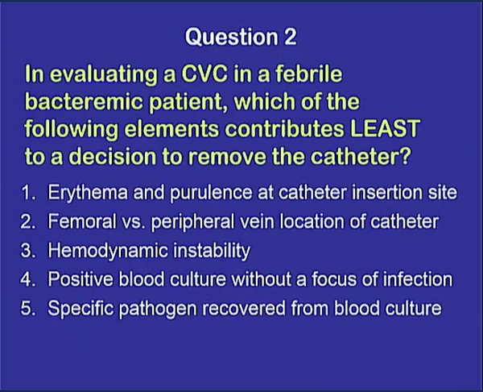All right. Question 2. In evaluating a CVC in a febrile bacteremic patient, which of the following elements contributes the least to a decision to remove the catheter? Erythema and purulence at catheter insertion site, femoral versus peripheral location of catheter, hemodynamic instability, positive culture without a focus of infection, the specific pathogen recovered from the blood. So which one of those would you consider the least helpful?